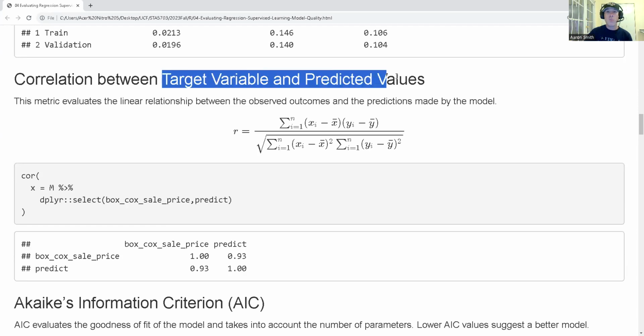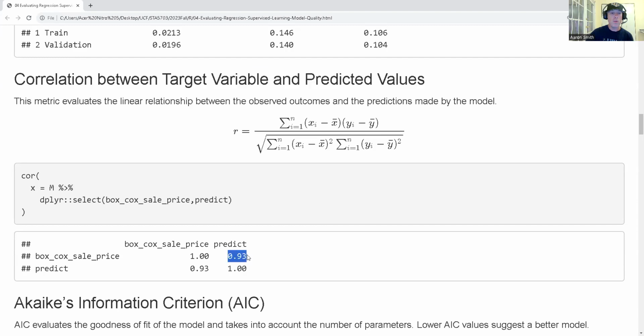All right, the next thing I want to talk about is looking at the correlation between your target variable and your predicted variable. On this one, we always want to use Pearson correlation. This is the classic correlation. If you hear correlation and no one says a name with it, it's Pearson correlation. And so here we have a 0.93 correlation between our model values and our actual target variable.